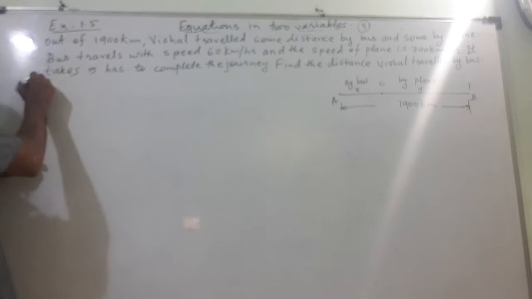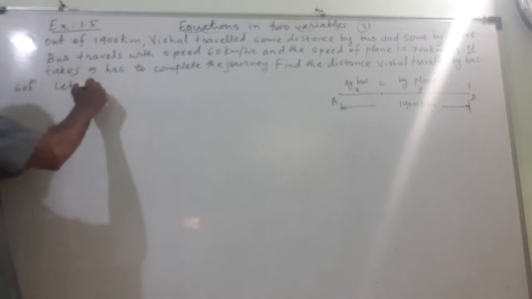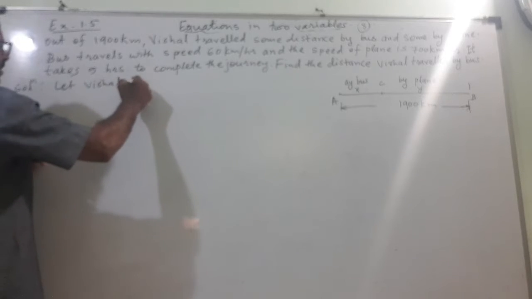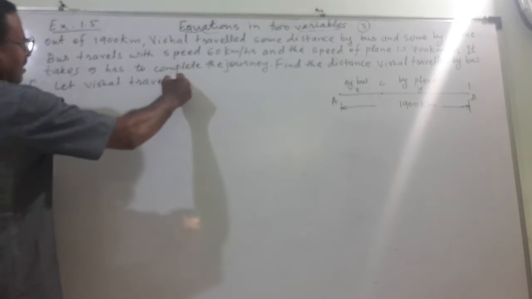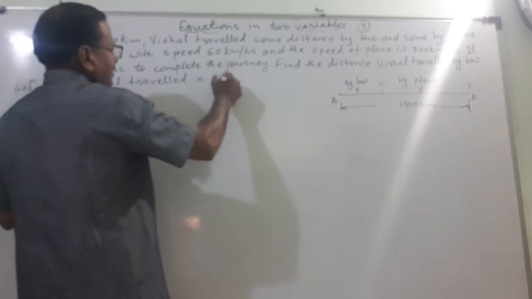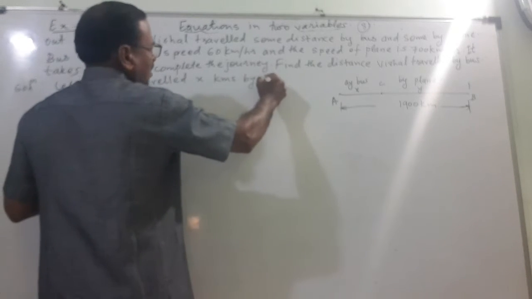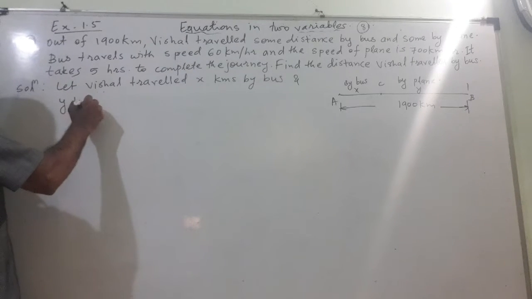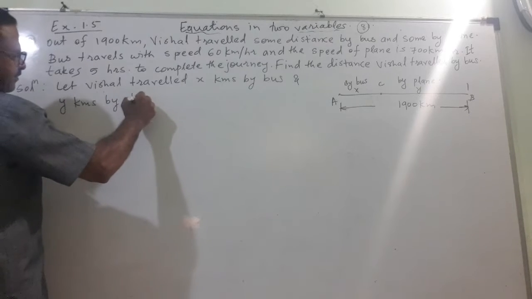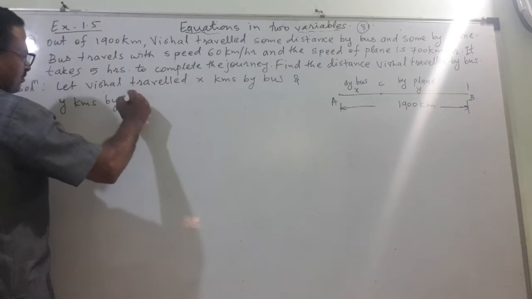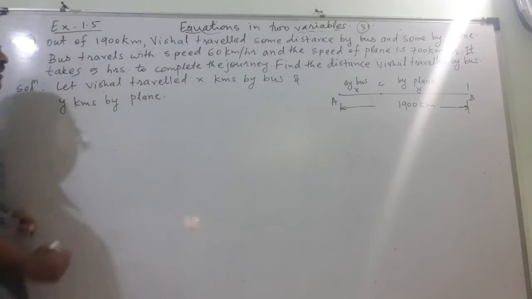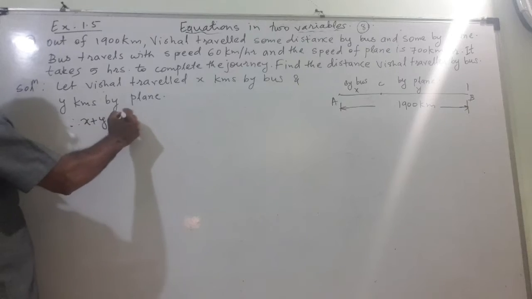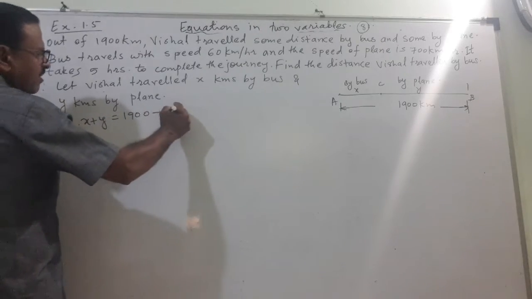Solution. Let us say we shall travel X kilometers by bus and Y kilometers by plane. Therefore, X plus Y is equal to 1900. This is equation number 1.